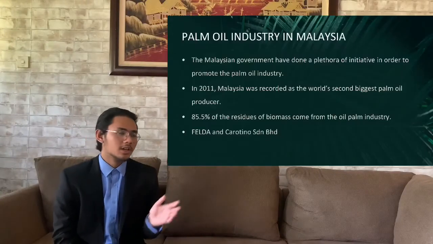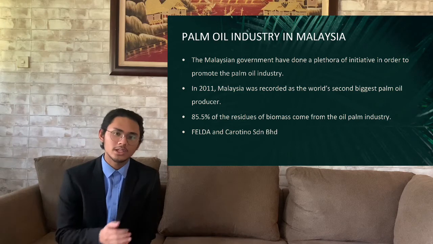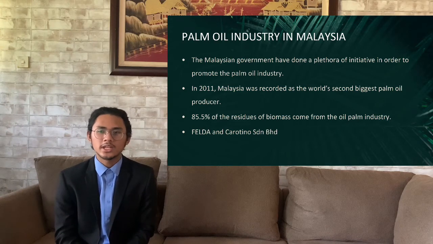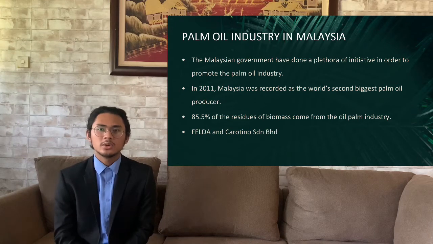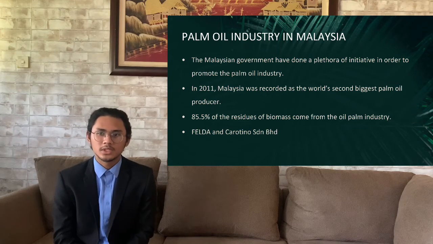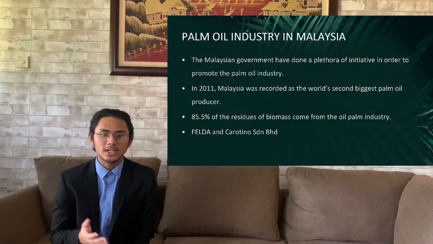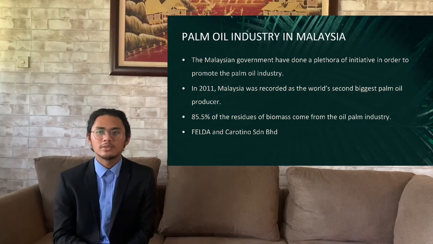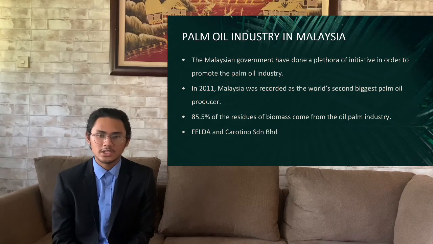So this is the palm oil industry in Malaysia. So fun fact about palm oil industry in Malaysia, in 2011, Malaysia was recorded as the world's second biggest palm oil producer. 67% of the Malaysian agricultural land secured with palm oil tree. The content of the palm oil is rich with biomass. This biomass is greatly utilized by Malaysians, as 85.5% of the residues of biomass come from the oil palm industry.